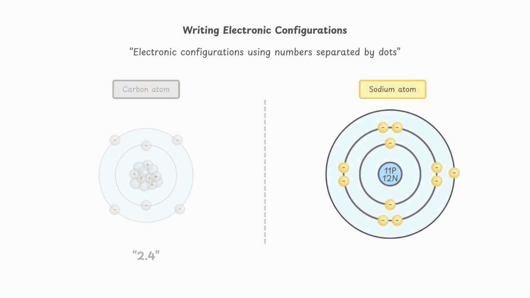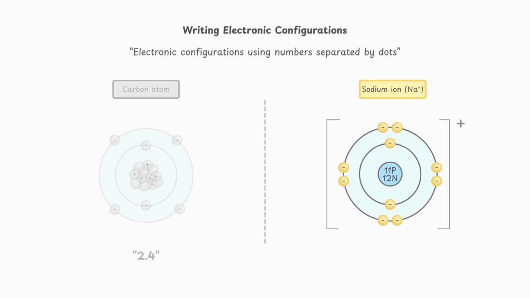This method also works for ions. A sodium atom has 11 electrons, so its configuration is 2.8.1. A sodium ion, Na+, has lost 1 electron, leaving 10 electrons. Its electronic configuration becomes 2.8.